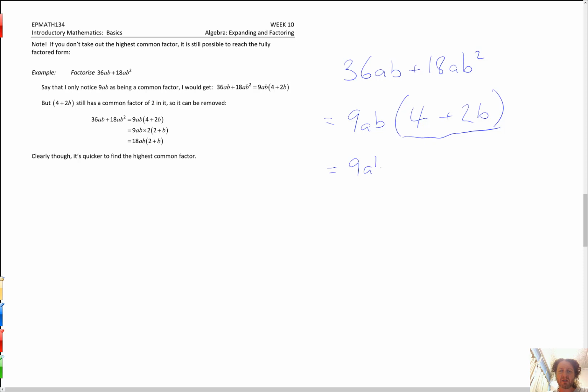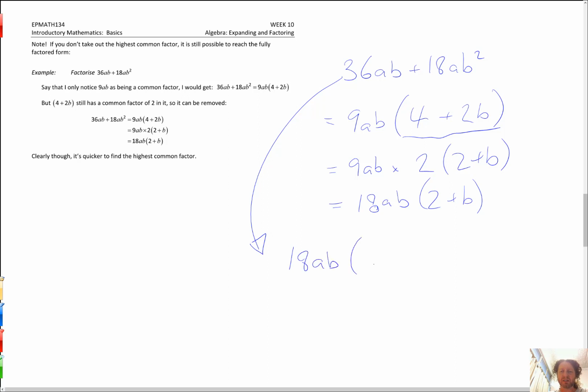So I could think that that's a 9ab times, well, if I factorise this, a 2 outside of a 2 plus b, 9ab times 2, well that's 18ab times 2 plus b. Which again, if I'd noticed from the start that they both had an 18, both had an A, and both had a B, I would have been much quicker to say 18ab times what gives 36ab, that's a 2. 18ab times what gives 18ab squared, that's just a b. Here's me finding the highest common factor from the very start, and I get it in one go instead of having 2 goes. But even if you had 2 goes, we still got there. So just make sure that whatever you've got in your brackets has no more common factors, and we're done. Okay, enjoy.